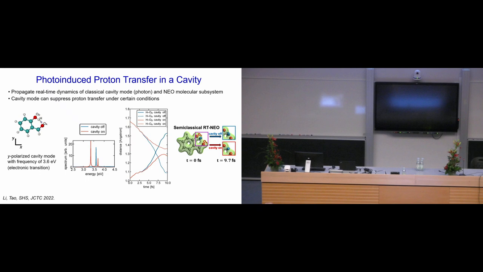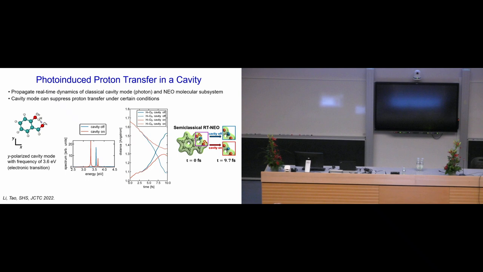Proton transfer happens when these two curves cross. But the cavity mode can, in fact, slow down or even inhibit entirely the proton transfer. You can see it in this picture here where the cavity is slowing down the proton compared to when the cavity is off. So this tells us that these kinds of polaritons can, in fact, affect the chemical reaction rate. And quantizing this proton is essential for seeing this kind of behavior.